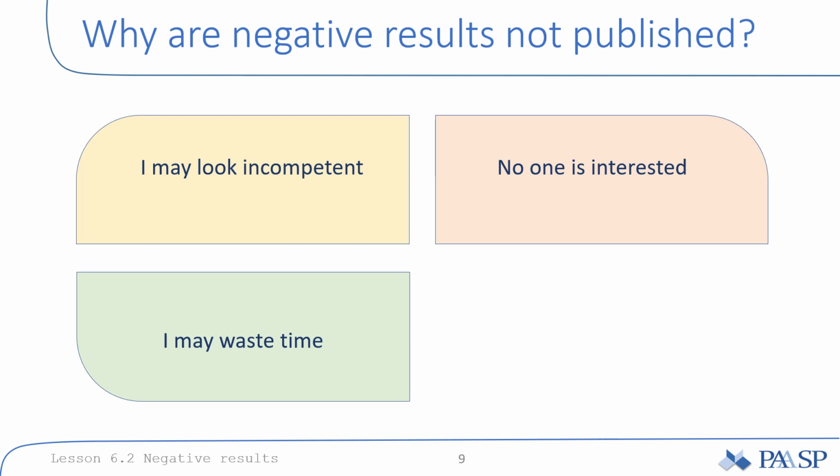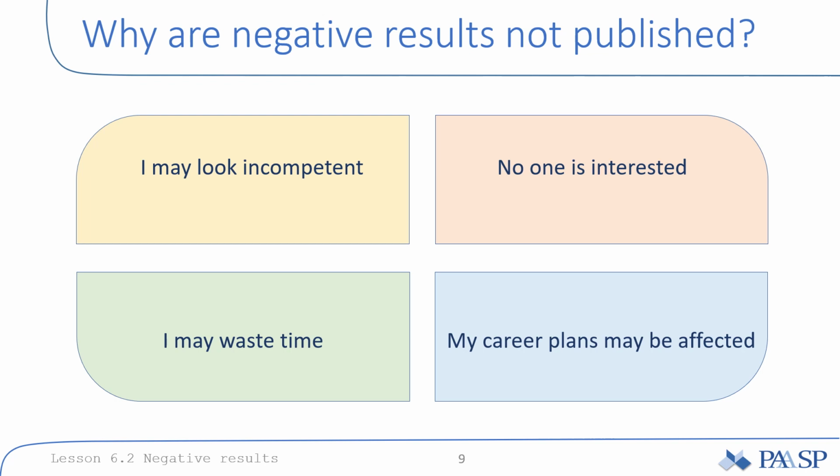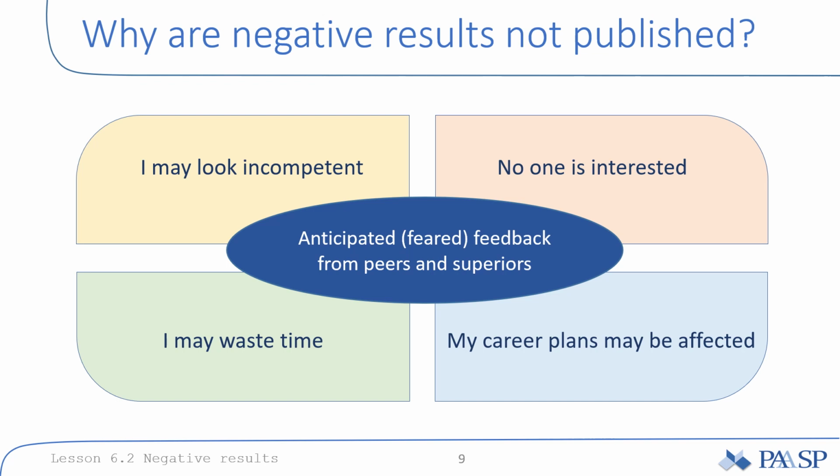Negative studies are often poorly cited. If published, then only in a journal with low impact factor. My career might get blocked. You may make enemies, especially if you cannot reproduce data from a famous group. You may struggle to get the next grant. These are all examples of anticipated feedback or answers from our peers or supervisors. But is this really true?